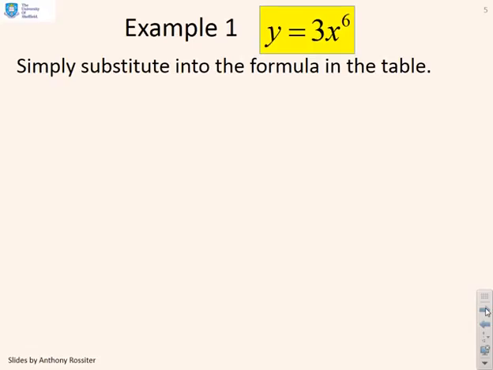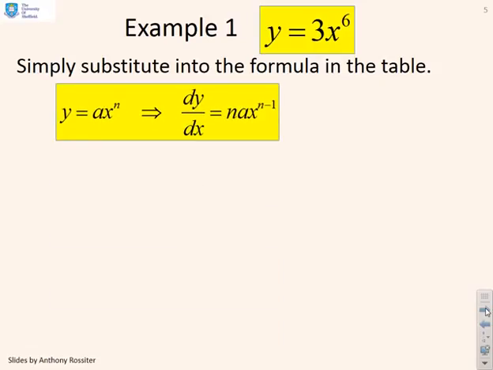Example 1 then. y equals 3x to the 6. We want to differentiate it. So the first thing is to say which formula in the table is relevant. Well, you look in the table and you saw that if y equals ax to the n, then dy dx is na x to the n minus 1. And you look at the formula that you've got here, 3x to the 6, and you say, yeah, that looks like ax to the n, where here a equals 3 and n equals 6.